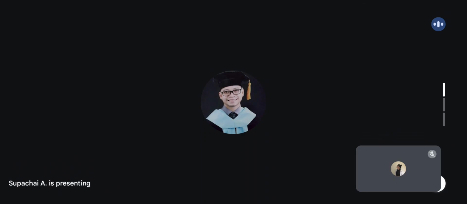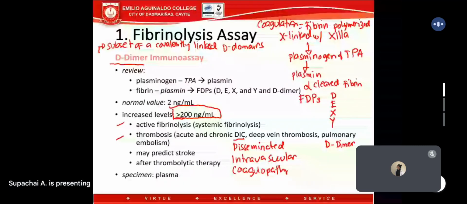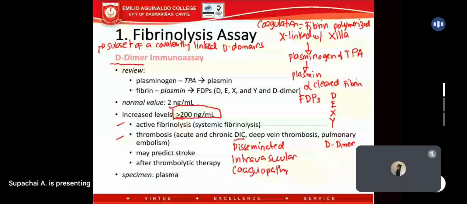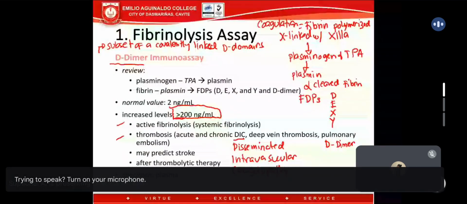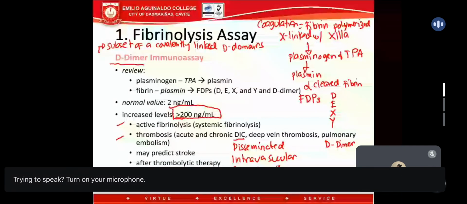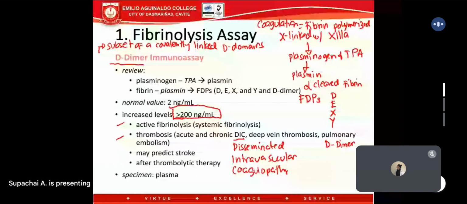So, bakit ba nag-i-increase yung D-dimer? Perhaps if we have active fibrinolysis, such as in cases of systemic fibrinolysis, or thrombosis, such as acute and chronic DIC. DIC stands for disseminated intravascular coagulopathy. Also deep vein thrombosis, pulmonary embolism, and in fact, the D-dimer can also be utilized to predict stroke or to monitor thrombolytic therapy.